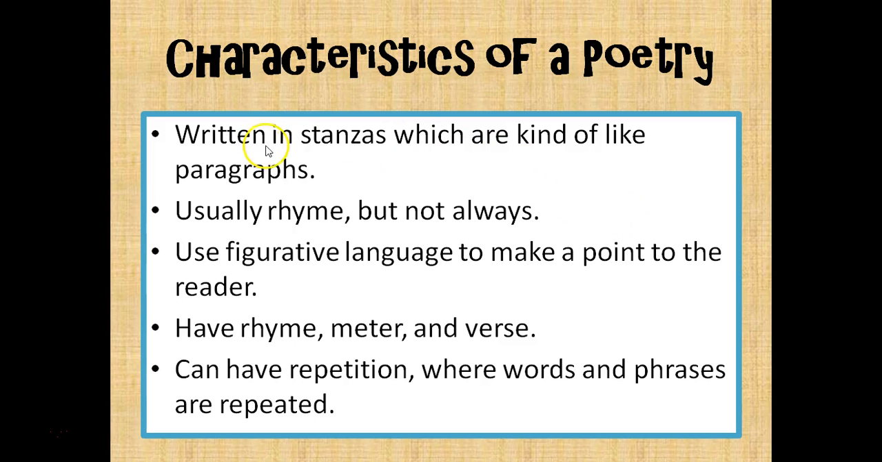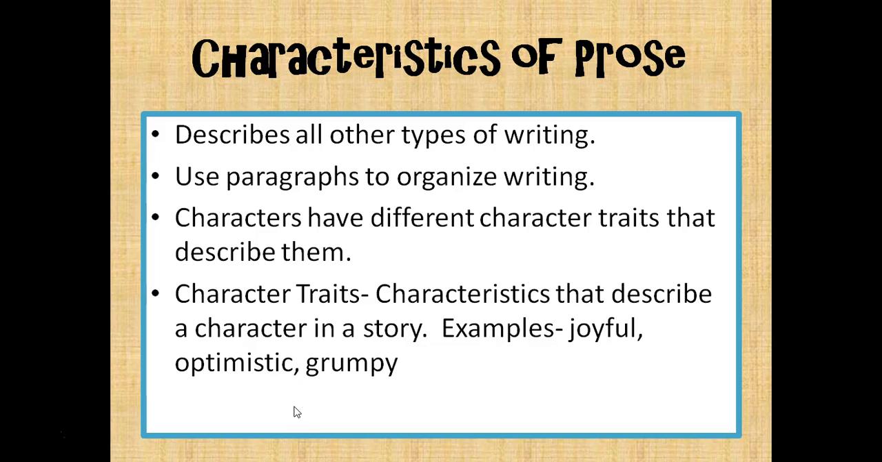Characteristics of poetry. Written in stanzas, which are kind of like paragraphs. Usually rhyme, but not always. Use of figurative language, which are also called literary devices. Make a point to the reader. Have rhyme, meter, and verse. So it has the literary device of rhyme, where words rhyme. Meter would be the same thing as rhythm. And of course, verse would be the one line of a poem. Can have repetition, where words and phrases are repeated.